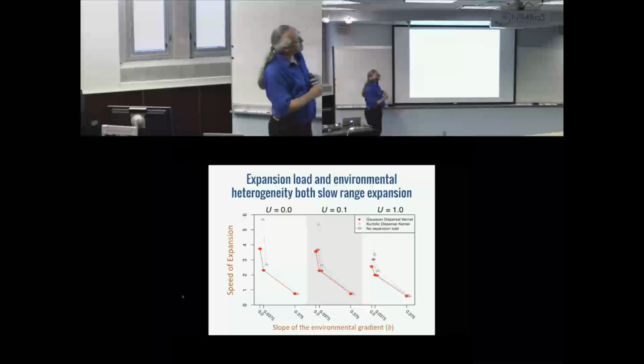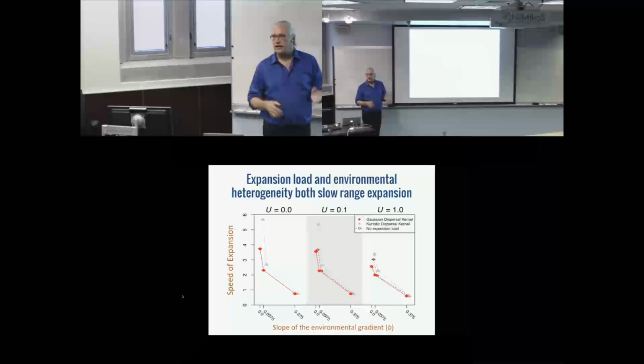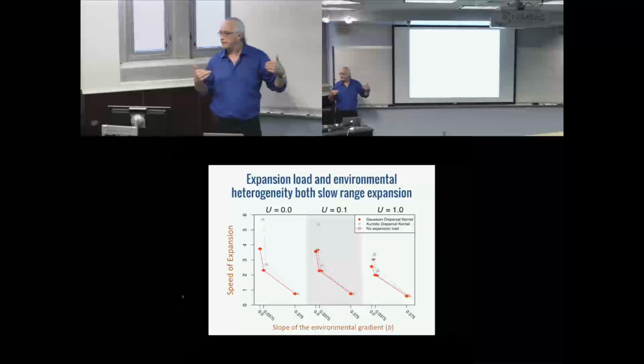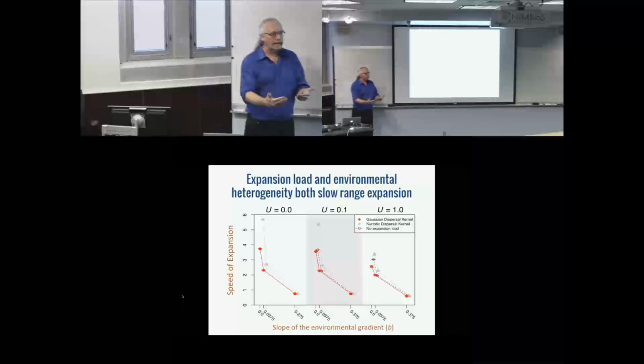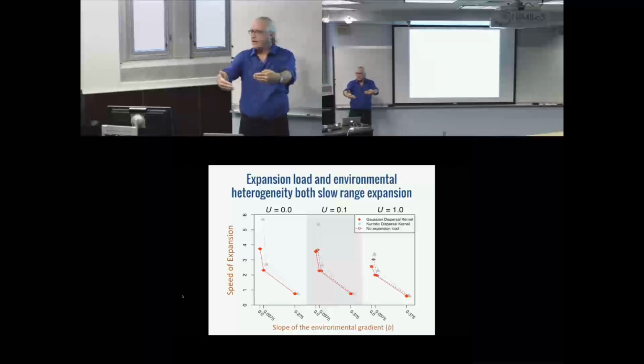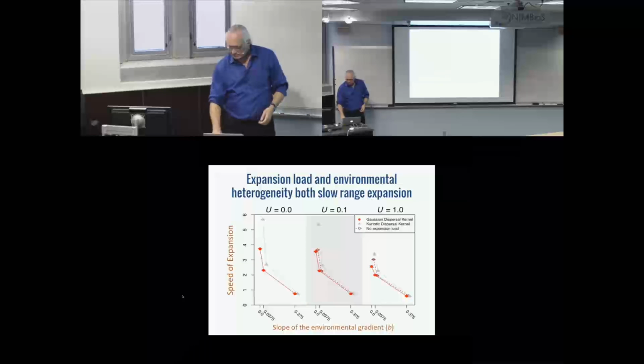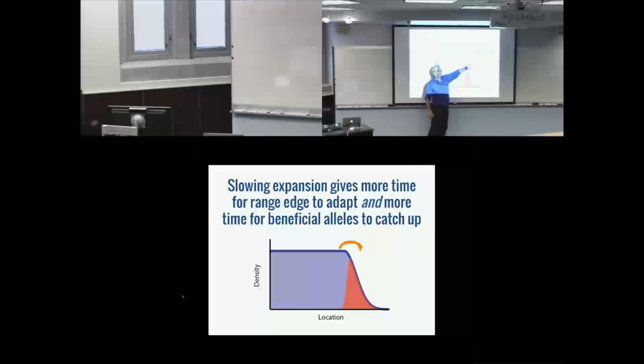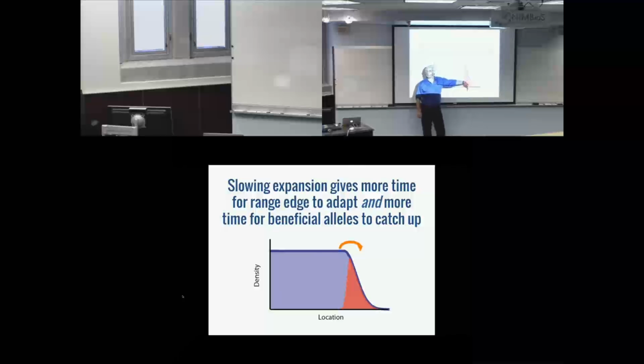Both of these things, both expansion load and environmental heterogeneity, slow the rate of population expansion. Complicated slide, but it does. If you've got lower fitness at the edge, the population is not expanding as fast. And that slowing expansion allows two things. It allows the beneficial alleles from behind the margin, from the population as a whole, to reach the edge and ameliorate some of that expansion load.